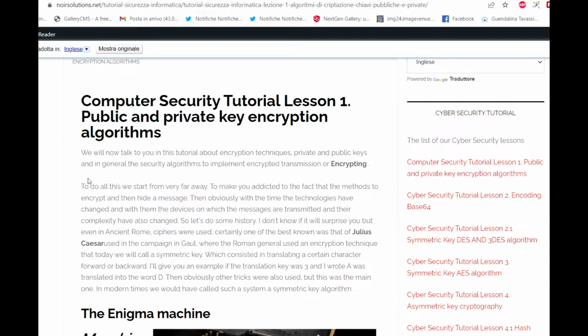If the translation key was three, the letter A was translated into the letter D. Obviously other tricks were also used, but this was the main one. In modern terms, we could call such a system a symmetric key algorithm.